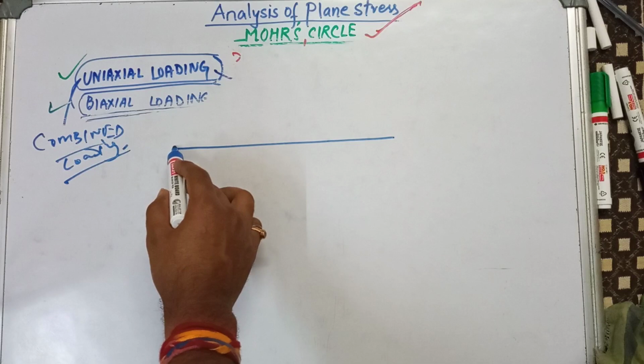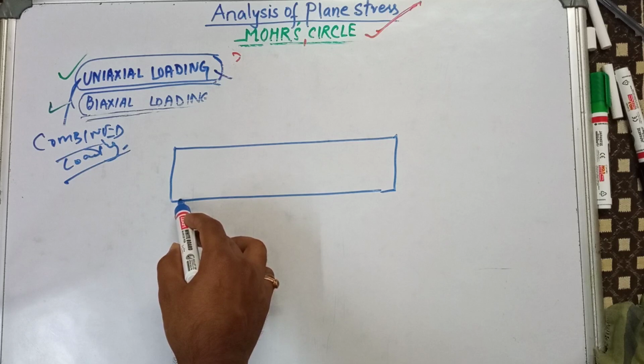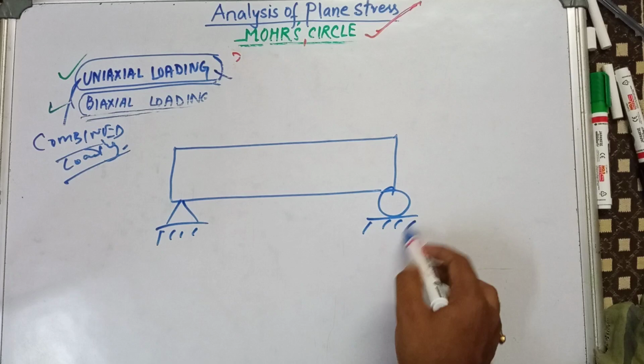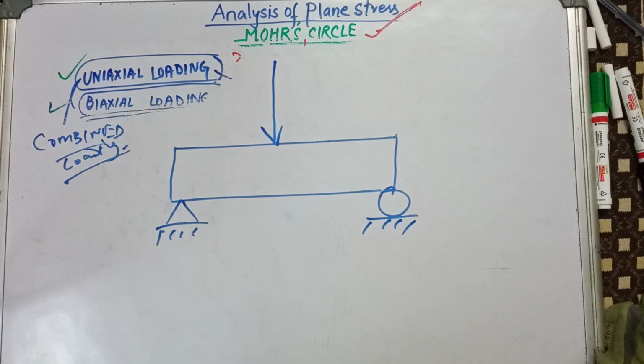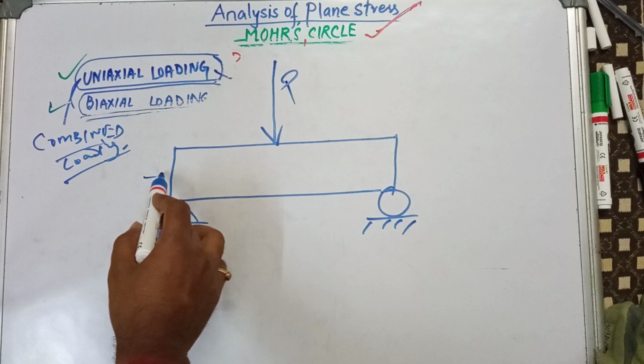Suppose this is the beam, this is the depth of the beam I'm showing, and there is a hinge support like this, and there is a roller support like this, and this beam is subjected to a force like this. Let it be P or something like that. This beam can be subjected to UDL also, whatever you take. Suppose this is the neutral axis of the beam.